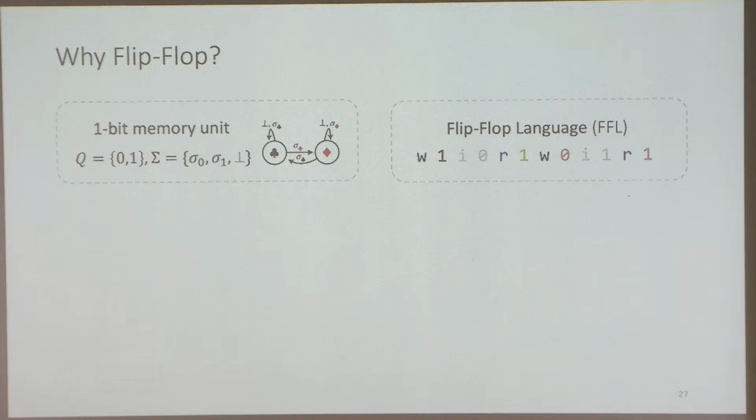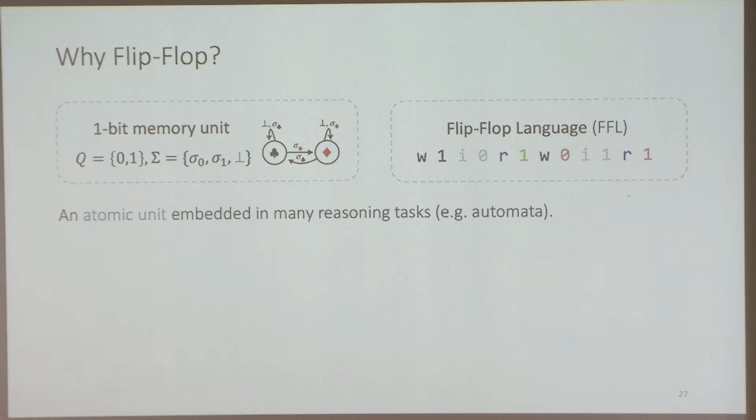Okay, before I show you the results, I want to try to say a bit more about why flip-flop. So we know that flip-flop is a variant of the one-bit memory unit, which is a simple atomic unit that underlies many reasoning tasks. One example is that flip-flop can be considered as a simpler version of the induction head. For induction head, we want to find the most recent occurrence of the current token. For flip-flop, it's simpler because we're always looking for the same previous token, and that is the write. For example, in this case, we're finding the most recent write rather than the previous one.